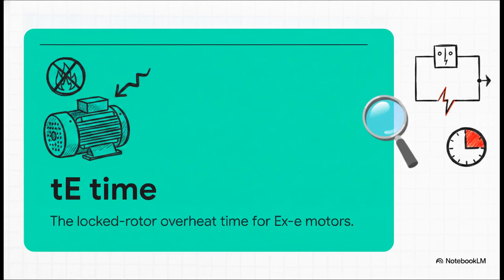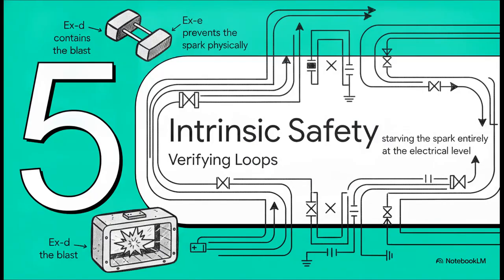Now, for Ex e increased safety motors, you really need to know the tE time. This is the locked rotor overheat time. Literally, the exact amount of time it takes for the motor rotor or stator to reach its maximum safe temperature if it stalls while running. You strictly use this figure when setting the overload relay curves. That relay has to trip the power before the tE time is reached, otherwise your safe motor becomes a lethal ignition source.